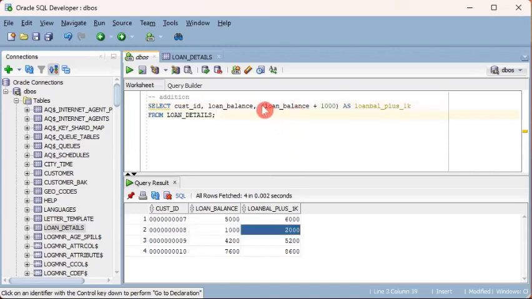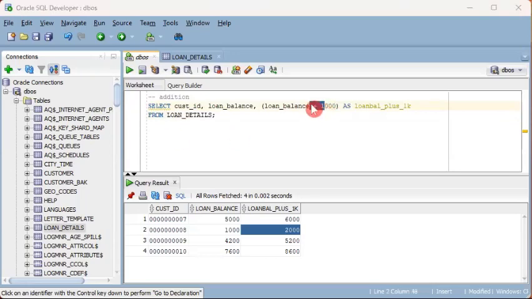Okay, so the third column is not really a real column that exists in the table loan details, but instead is the result of computation because of this expression over here, which uses the plus operator because it's doing addition. Okay, now let's move on to subtraction.